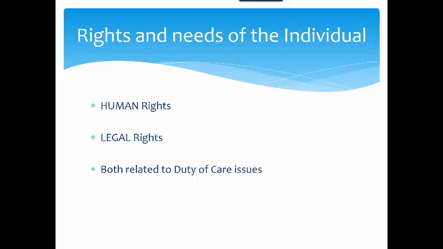There are legal rights, human rights, and legal rights that we need to be aware of, and both of these relate to duty of care issues, and often it's about breaching one of those human rights or legal rights in some ways, and that's why you're coming up with these duty of care dilemmas.